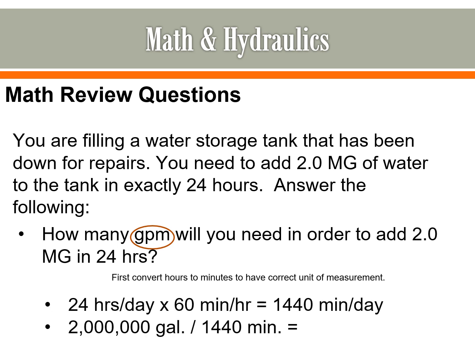Well, in 24 hours a day, if you take 24 times 60 minutes per hour, you get 1440. We know we're trying to add 2 million gallons in 24 hours, so if we take 2 million and divide that by 1440, you're left with 1,389 gallons per minute. That would be your answer to this question.